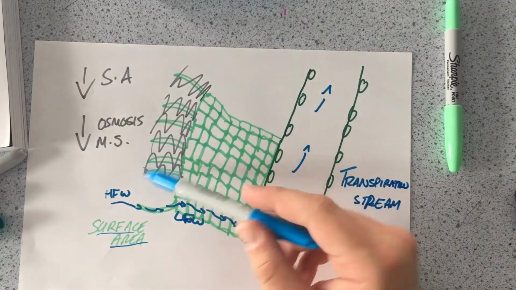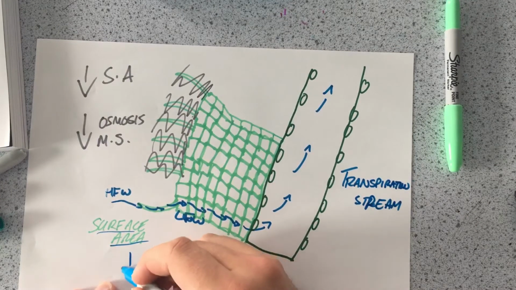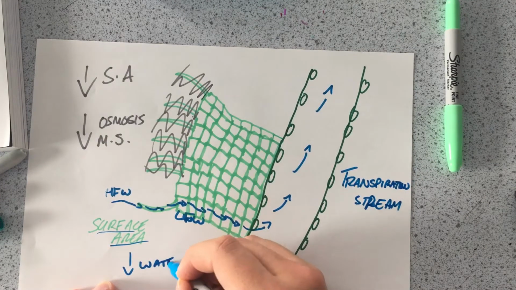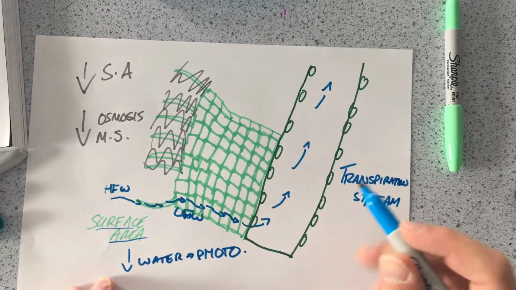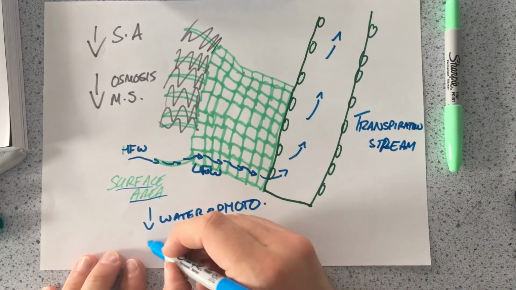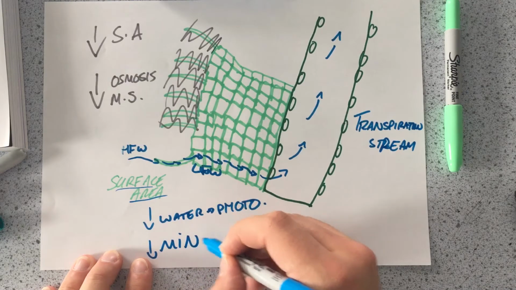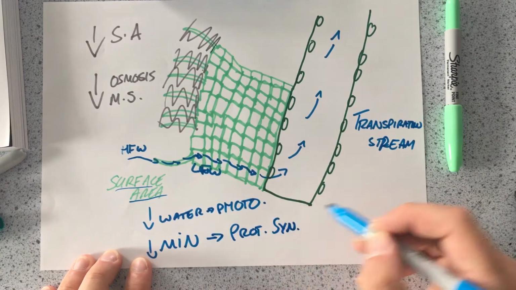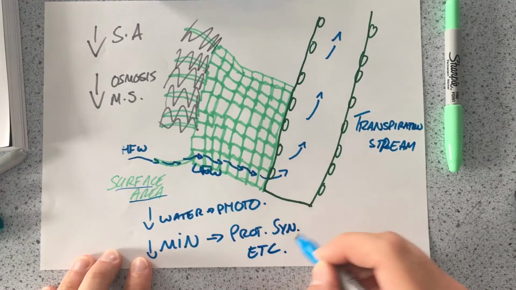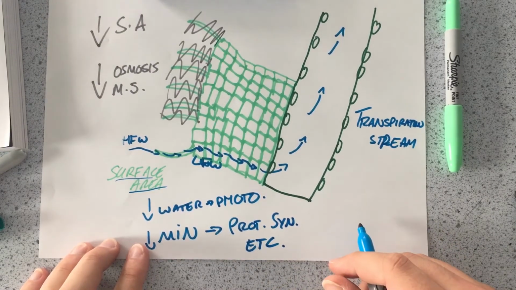And ultimately my plant isn't going to have water for photosynthesis, so there'll be less water for photosynthesis, which I'll abbreviate to photo, and there'll be less mineral salts for protein synthesis, which I will call protsynth. And I'll just put a big etc. there, because if there's no mineral salts, nothing's going to happen.